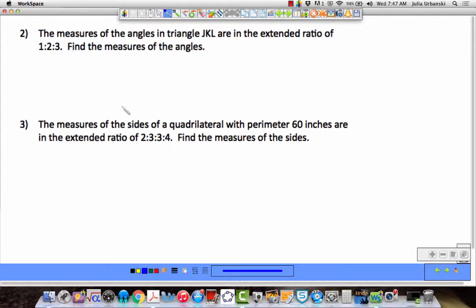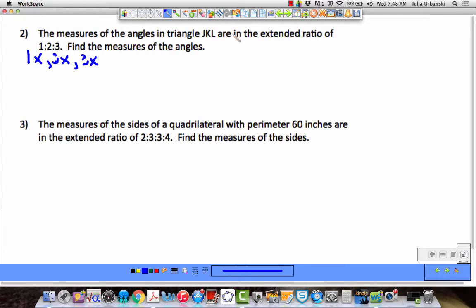Let's read the problem. The measures of the angles in a triangle, that's a clue for you. The angles in a triangle are in the extended ratio of 1 to 2 to 3. That means one angle represents 1, the other angle represents 2, the other angle represents 3. Find the measure of the angles. So the first thing you do when you see an extended ratio like this is you write an x on everything in the ratio. Okay? So you're going to turn it into 1x, 2x, and 3x. That's the trick you do every single time.